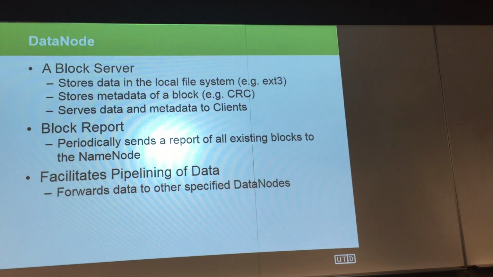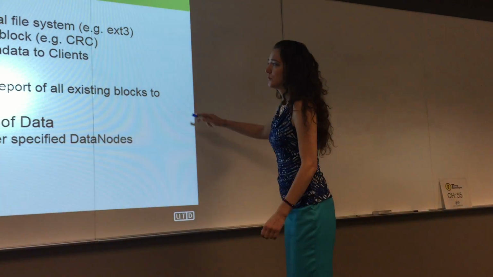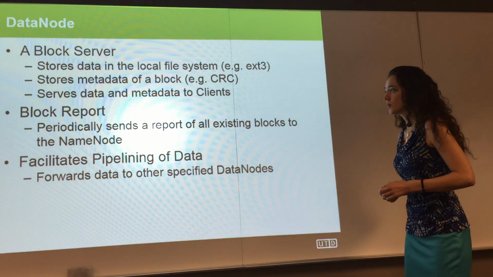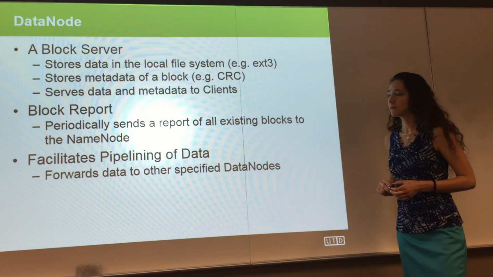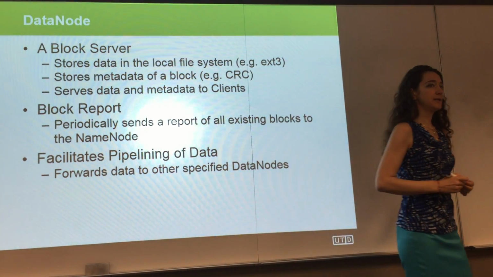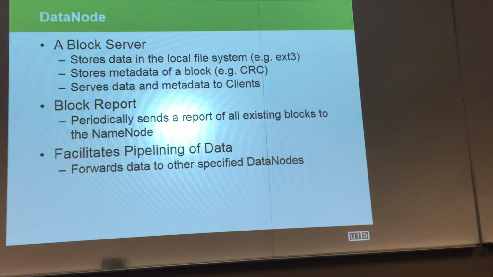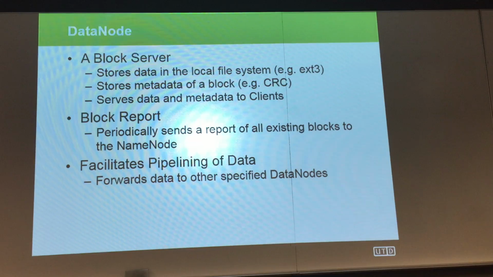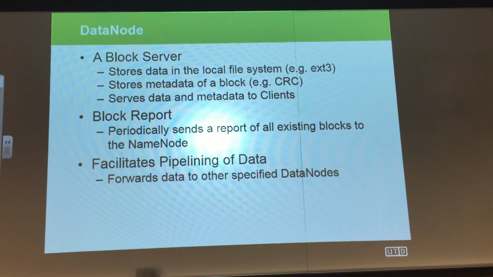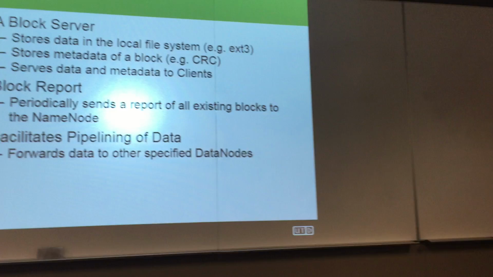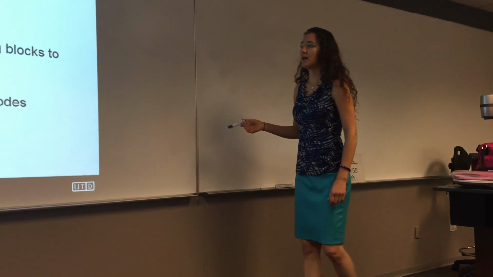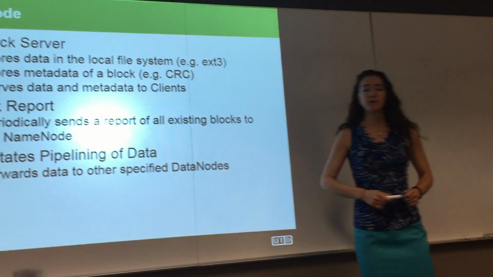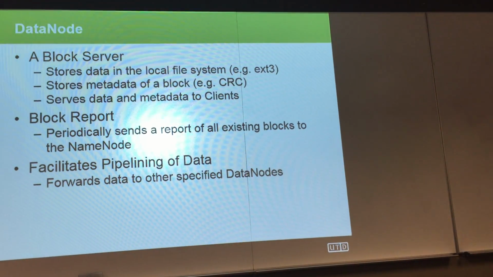Block report sends a report to the name node of all existing blocks that it has, because the name node has to store the information about all the files and the pieces of the files and where they're located. If the data has to be transferred from one node to another, then this data node is responsible for doing that, to forward the data into other data nodes that are specified.